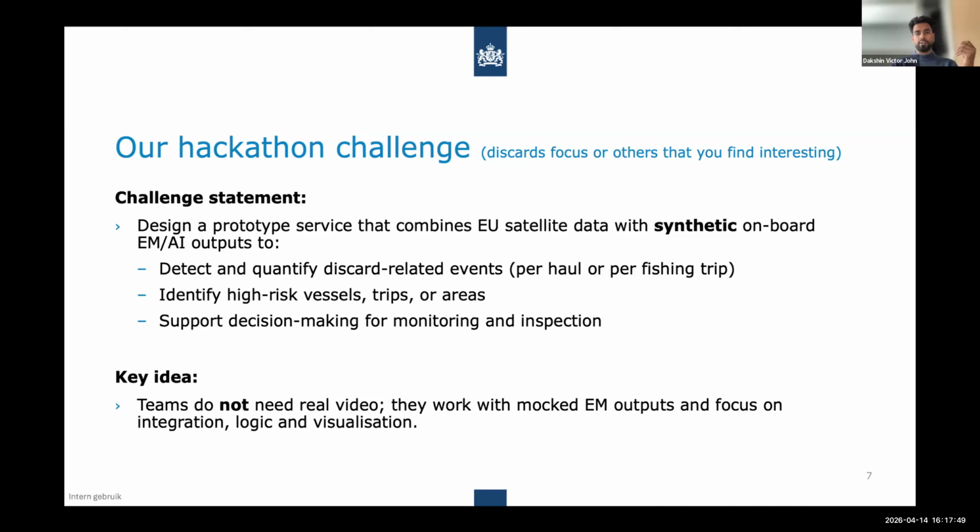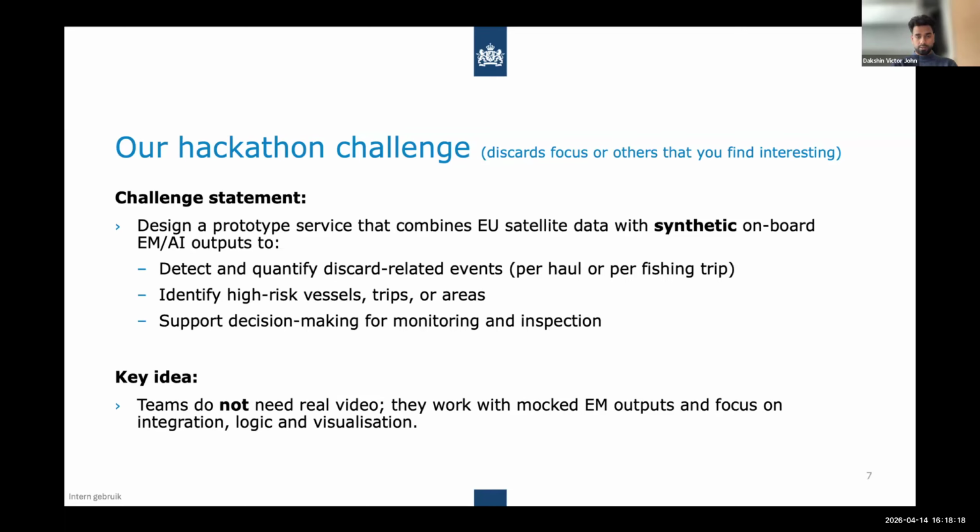We would have you combine the satellite data with the synthetic onboard outputs that we have. And you could then look at how discards take place, and is it going to be per haul or per fishing trip? What are high-risk vessels? Why are these high-risk vessels? What are the factors that make them high-risk vessels? And I think this automatically aids in decision-making for monitoring as well as inspection.